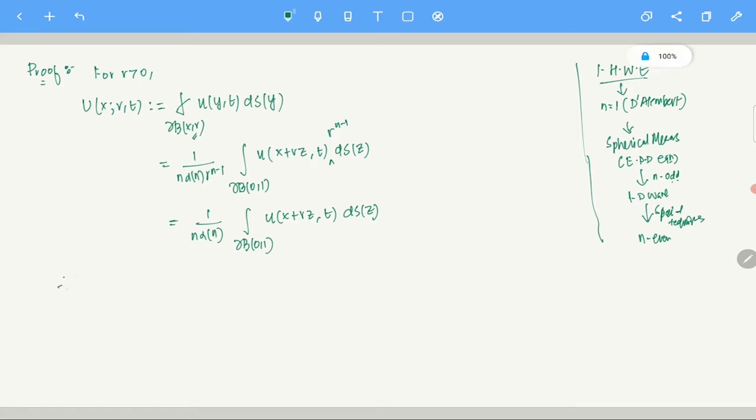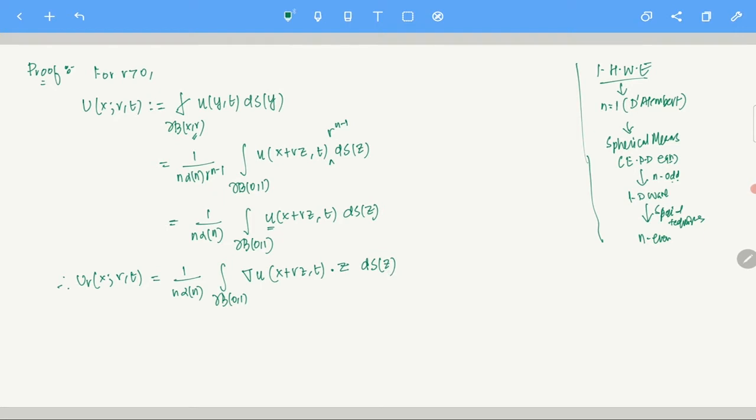Now, therefore, what is U_r of (x; r, t)? This is given by 1 by n alpha n times the integral over del B(0,1). I can take the derivative inside. If I take it, I can use the chain rule. I can write it as the gradient of u evaluated at the point x plus rz at time t, dot the derivative of this thing, which will give you the vector z, and then I have dS(z).